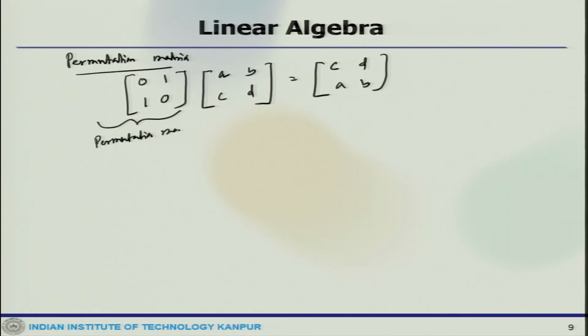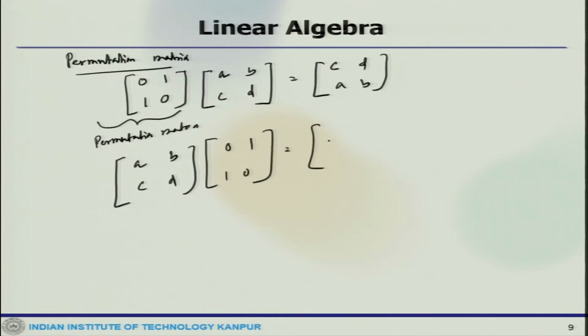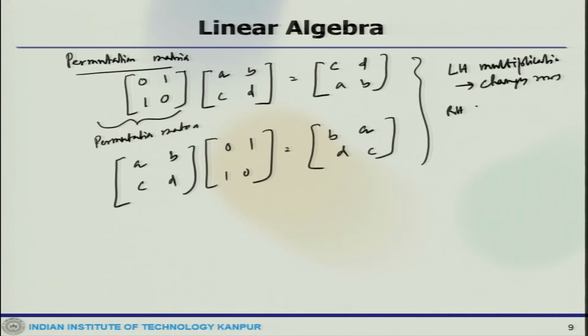permutation matrix. Now, this can be multiplied on the other side of the system, for example, A B C D and 0 1 1 0, then it will become B A D C. Okay. So, the point here is that left hand multiplication changes rows and right hand multiplication changes columns. This follows the non-commutative nature of matrix multiplication, which is AB not BA.